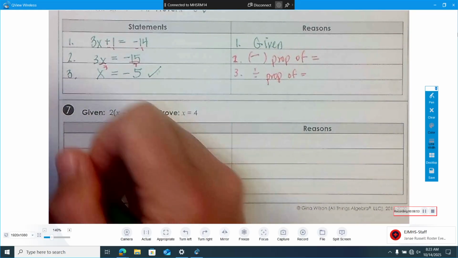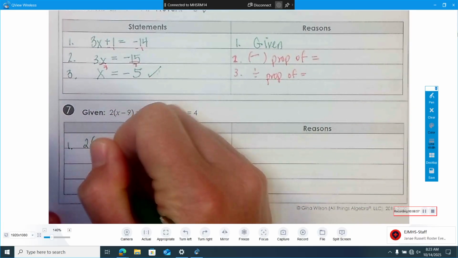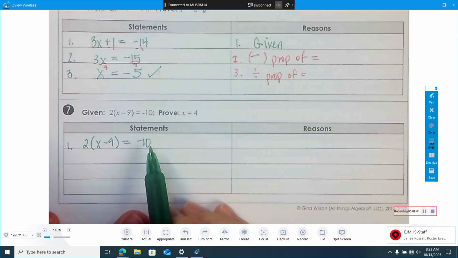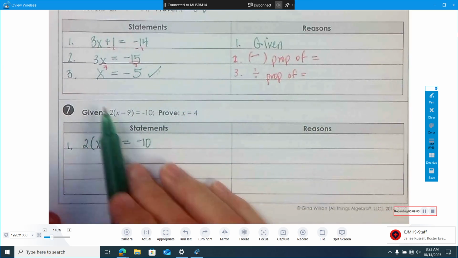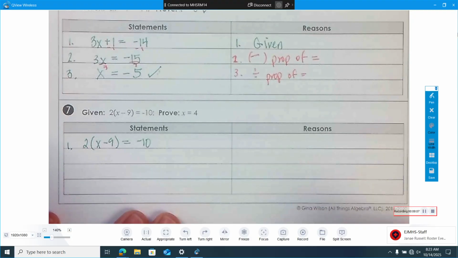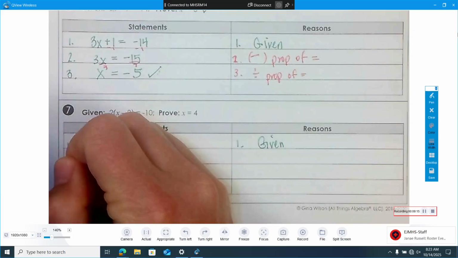Again, first thing, step number 1. 2 times the quantity x minus 9 equals negative 10. Do you have to write the first thing, the given statement first? Yes. Yes, you do. If you skip that step, you just lost the easiest points you could earn, right? Okay. What's reason number 1? Given. Very good. All right, then what are we going to do?